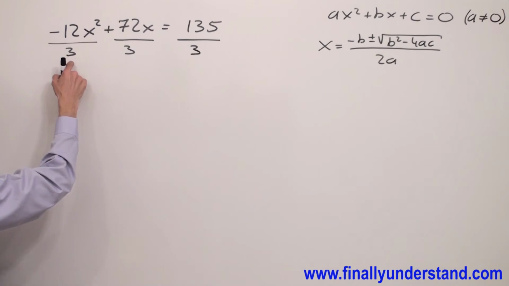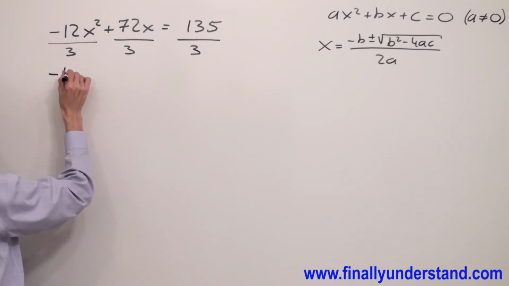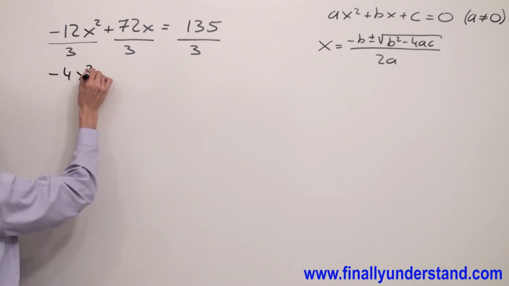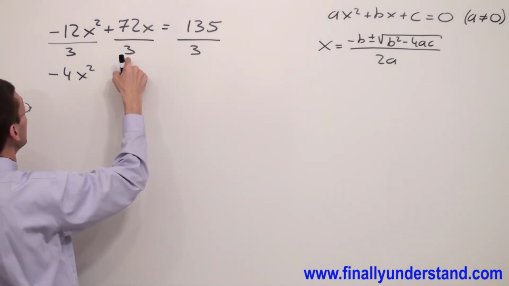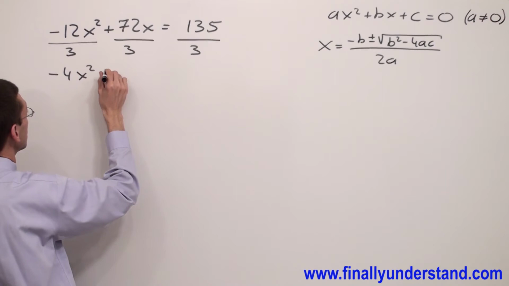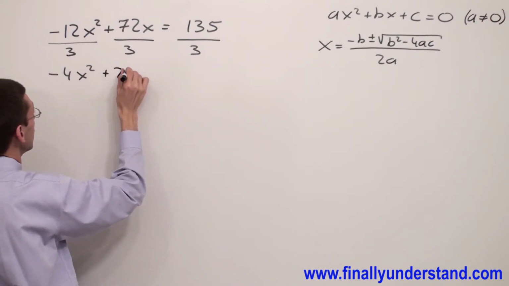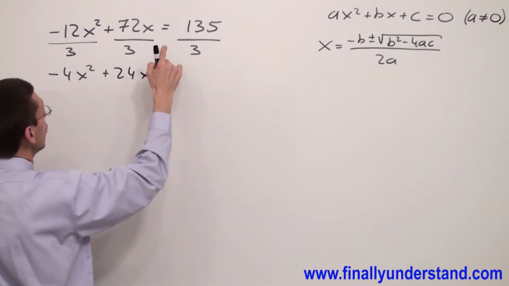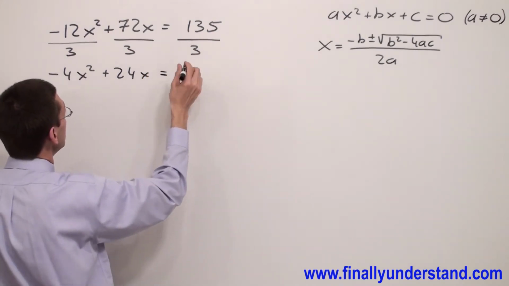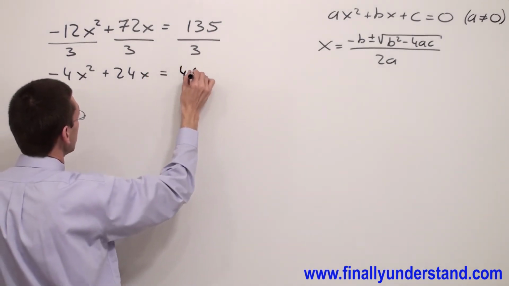Negative 12 divided by 3 is equal to negative 4x squared. 72 divided by 3 is equal to 24. That's why I'm going to write plus 24x equals. 135 divided by 3 is equal to 45.